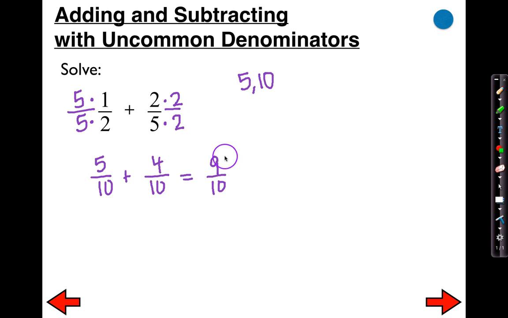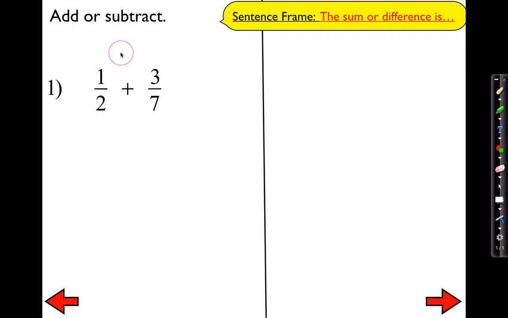Now the one thing that you also want to make sure that you do is make sure your final answer is reduced. So I'm going to ask myself, is 9/10 reduced? The answer is yes. So at this point I can go ahead and circle my answer and say the sum of 1/2 and 2/5 is 9/10. Notice I said sum because we were adding the two numbers together. So I'm going to go ahead and go over a couple more examples, and then I'll go ahead and have you try some on your own.